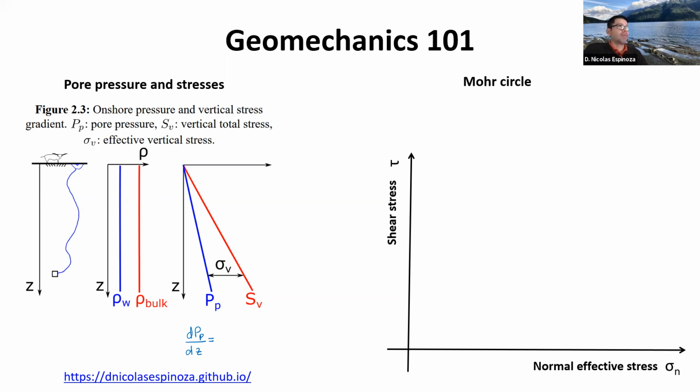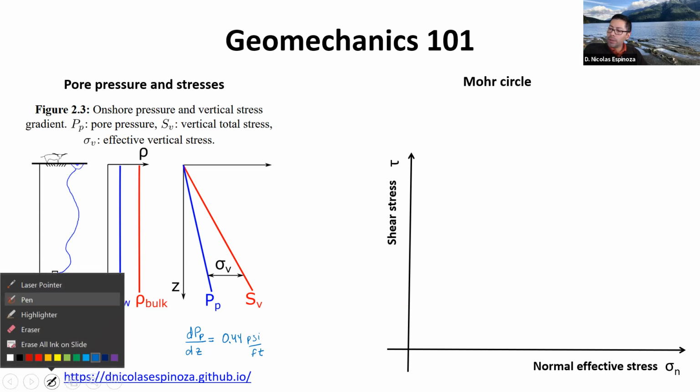Okay, let me see. I see a message in the chat. Very well. I see the answer already. It's about 0.44, 0.45, 0.46. It's about that PSI per foot. Okay. That's the pressure gradient of water or brine.